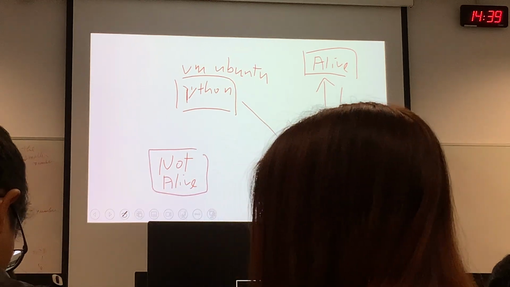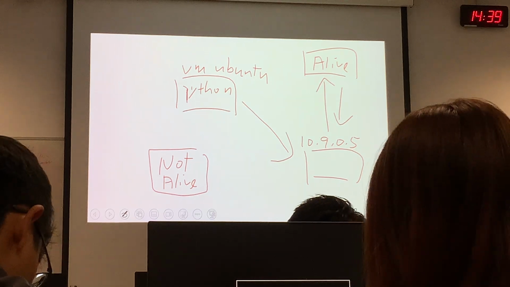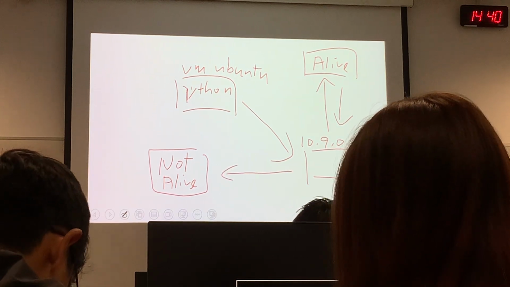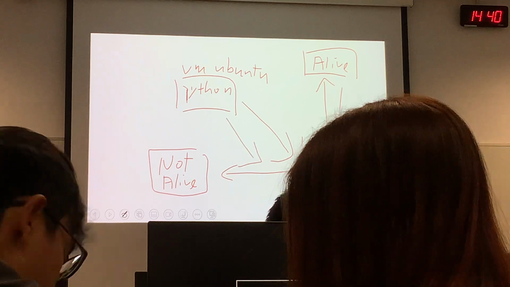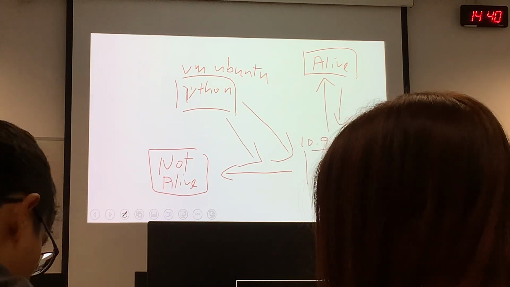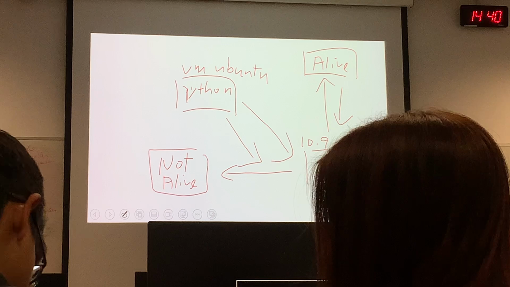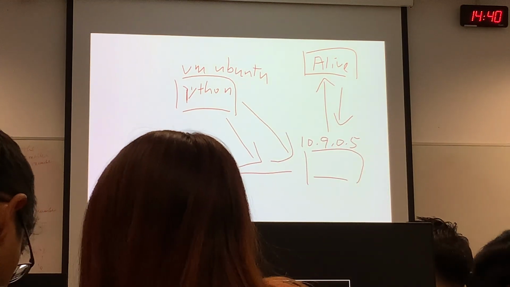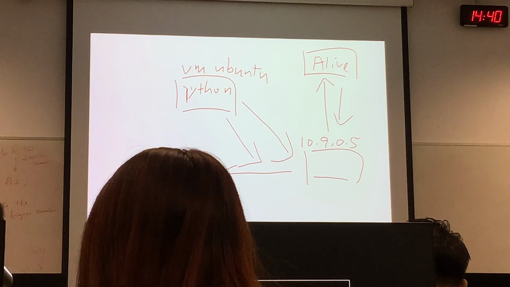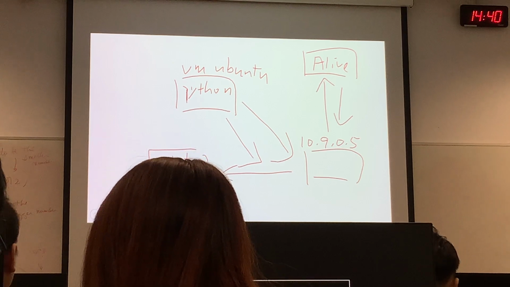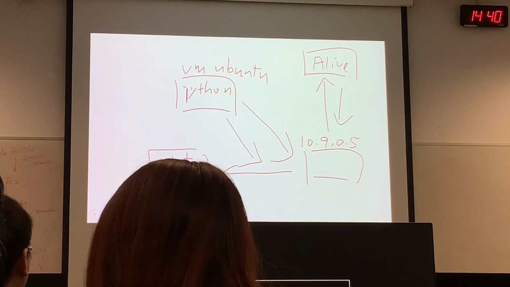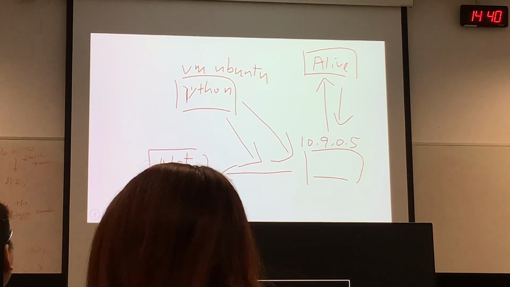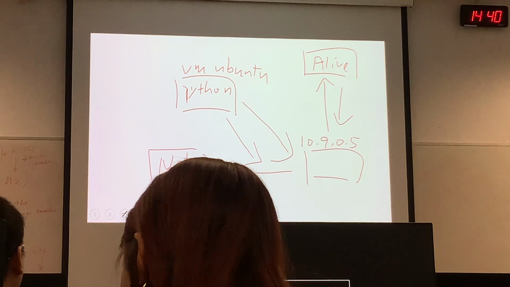Right, not alive. You think something like not alive, this machine wouldn't respond, but your Python program will respond. So for whatever is alive, you will get 2 ICMP echo replies: one from the actual machine, one from your program. Whatever is not alive, you will get 1 ICMP echo reply from your Python program.